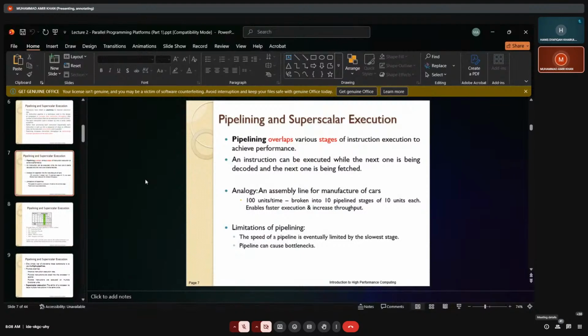A limitation of the pipeline is that we definitely have a slowest stage, so it can cause bottlenecks. We have to wait for that stage to finish and complete its cycle.